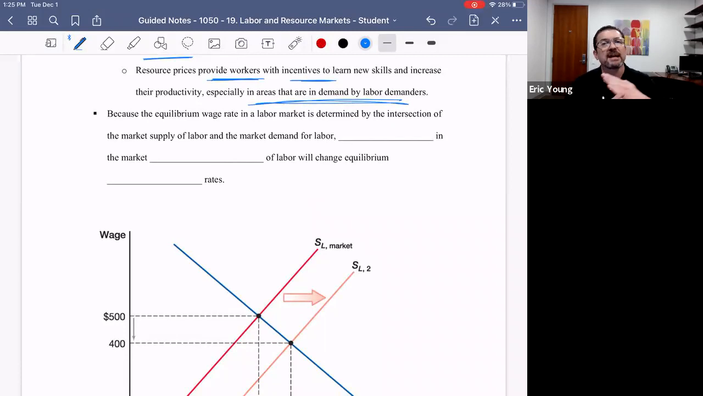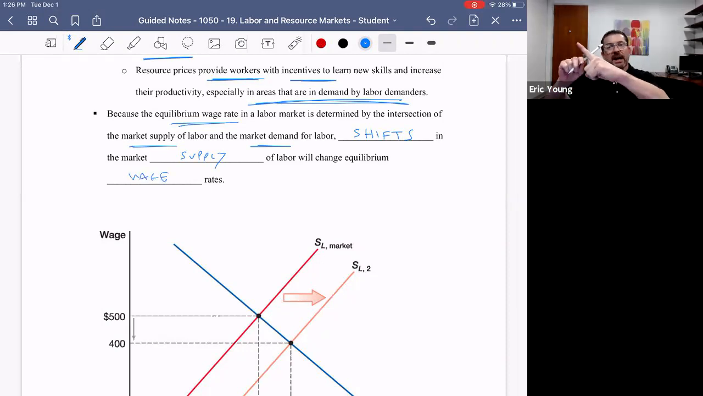Okay, so that's that. Finally, so the first kind of subtle takeaway was the importance of prices. Finally, let's move into the idea of shifting. Because the equilibrium wage rate in a labor market, like any market, is going to be determined at the intersection of supply and demand, then we can conclude that any shifts in the market supply of labor will change the equilibrium wage rates. Okay, a moment ago, we learned that the supply and demand will meet to determine the wage, which is the labor price, which is the resource price.